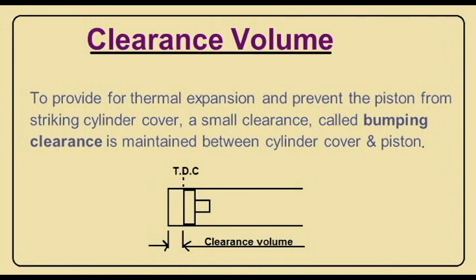Clearance volume. This is to provide for thermal expansion and prevent the piston from striking the cylinder cover. This is called bumping clearance, which is maintained between cylinder cover and piston. Bumping clearance must be as small as possible. High bumping clearance reduces volumetric efficiency of the compressor, reduces compressor capacity and increases discharge air temperature. Bumping clearance is affected by bearing wear and gasket thickness. Low bumping clearance can cause mechanical damage. Bumping clearance must be checked after overhauling. Generally, clearance volume is about 6% of swept volume.